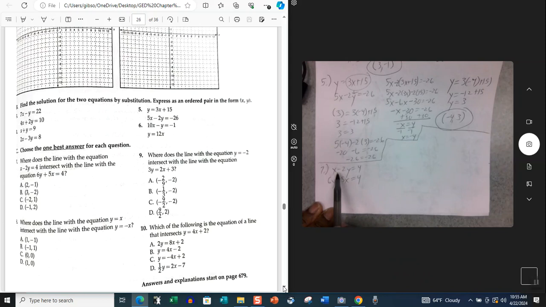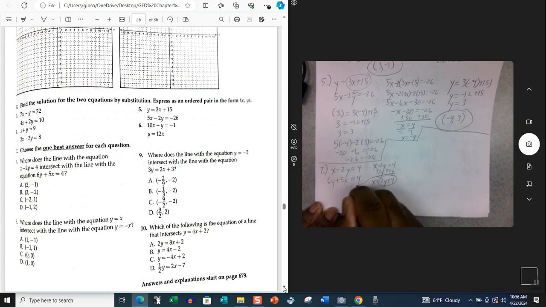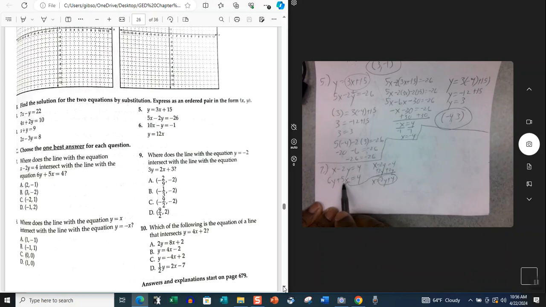Now, even though the x and y are out of position, it's still the same process. We need to get a variable by itself. I think getting x by itself would be the easiest thing. So we could take this x minus 2y equals 4, add 2y on both sides, and x is equal to 2y plus 4. So now we're going to take this, and wherever x is in this equation, we're going to substitute in this value for x.